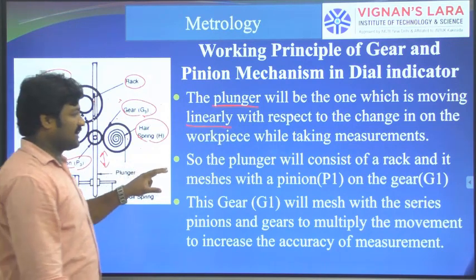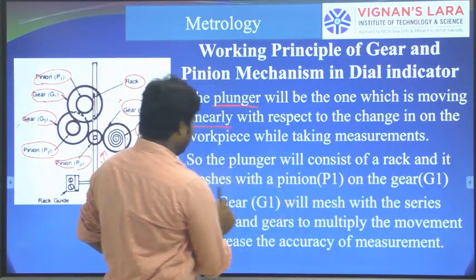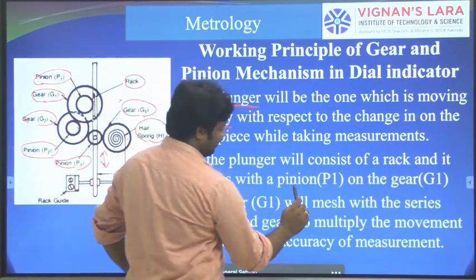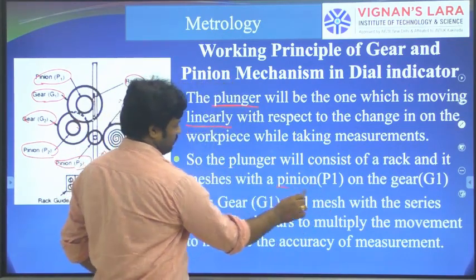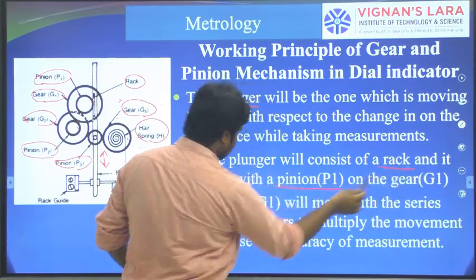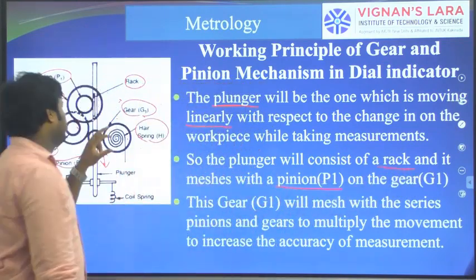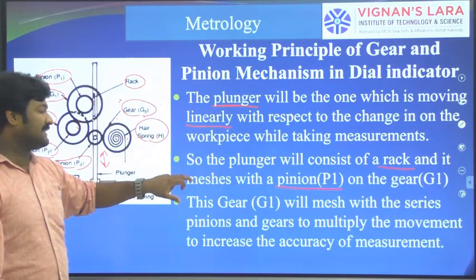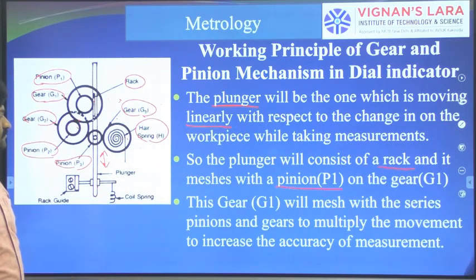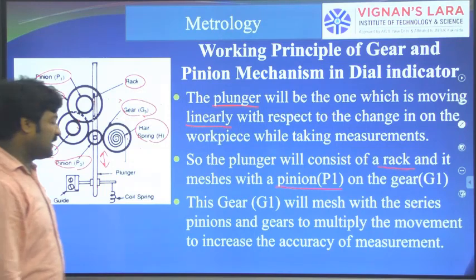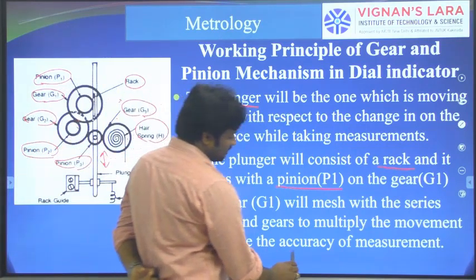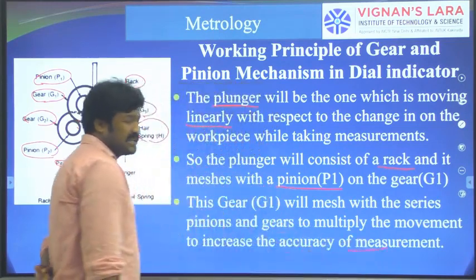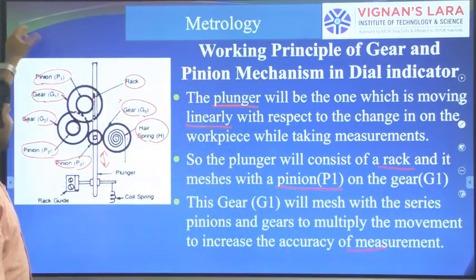The plunger consists of a rack and it meshes with a pinion P1. The rack is meshing with pinion P1 on the gear G1. This G1 will mesh with a series of pinions and gears to multiply the movement and increase the accuracy of measurements. To increase the accuracy of measurements, for magnification, we connect a number of gears and pinions.